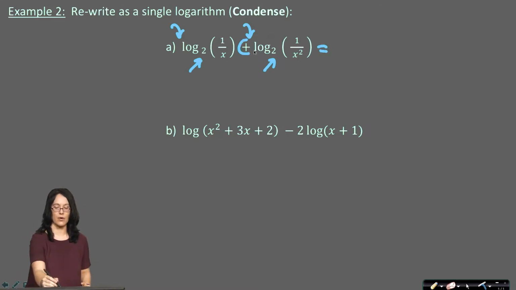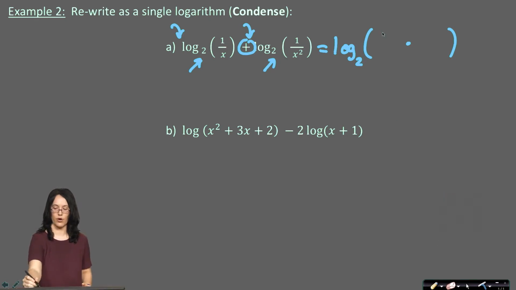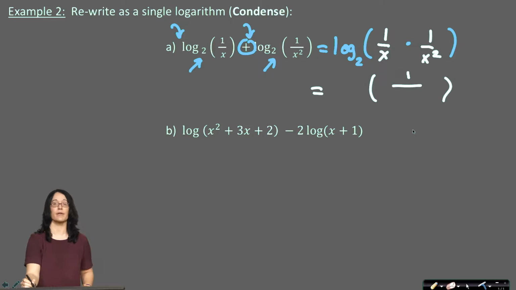Good job. You multiply in the argument. So log base 2 of something times something. But what were my original arguments? 1 over x is correct, and 1 over x squared. So what would this become if I multiplied those arguments together? Make sure you remember how to multiply your fractions here. What would I get there? 1 times 1 is 1 for the numerator. x times x squared is x cubed.